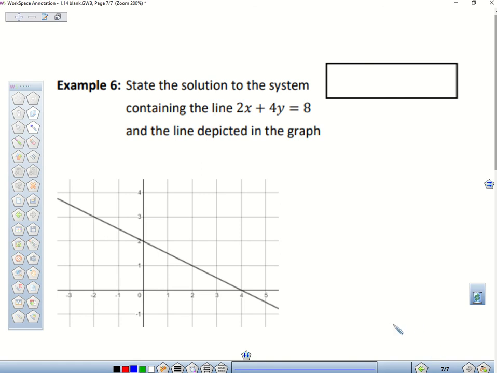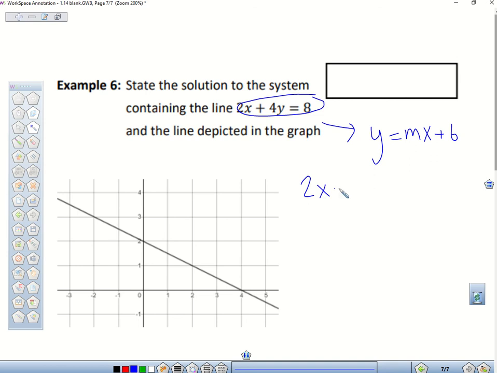So the last one we're going to look at is combining your skills of graph solutions and equation solutions together. So they give us the equation of a line, and they give us a graph, and they want us to find the solution of the system. So your two options in this case, you could take this line and find the equation of it, or you can take this line and get it into y equals mx plus b form and graph it and compare the graphs. That's the one I'm going to do.